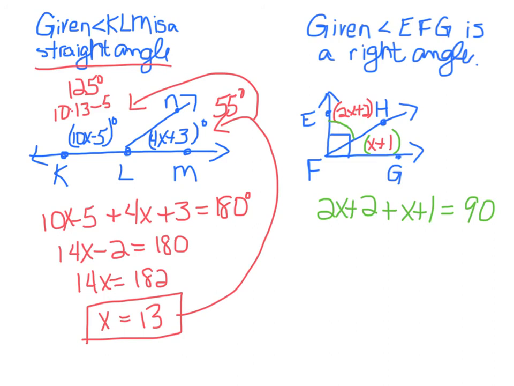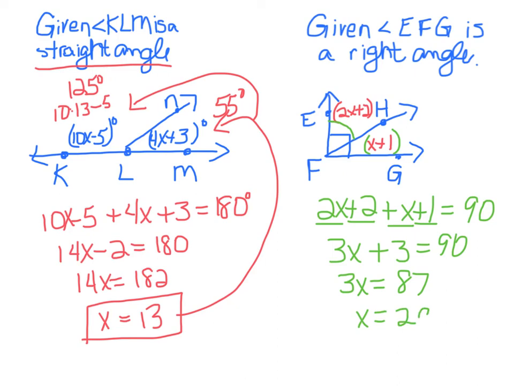Now we're going to combine like terms. 2x plus 1x is 3x. 2 plus 1 is 3. And that has to equal 90 degrees. Now we'll subtract 3 from both sides, and we will get that 3x equals 87. Now we'll divide both sides by 3, and we will get that x equals 29.